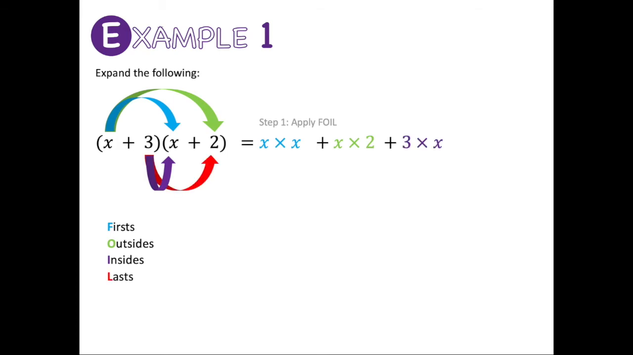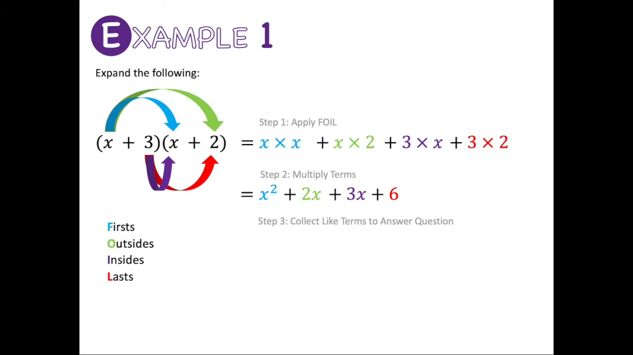And then finishing off with the last terms in each of the bracket. So that is going to be 3 times 2. So the expanded expression is x times x plus x times 2 plus 3 times x plus 3 times 2. Now I can go ahead and simplify that. So x times x is going to be x squared plus 2x plus 3x plus 6. So I've gone ahead and multiplied all my terms together.